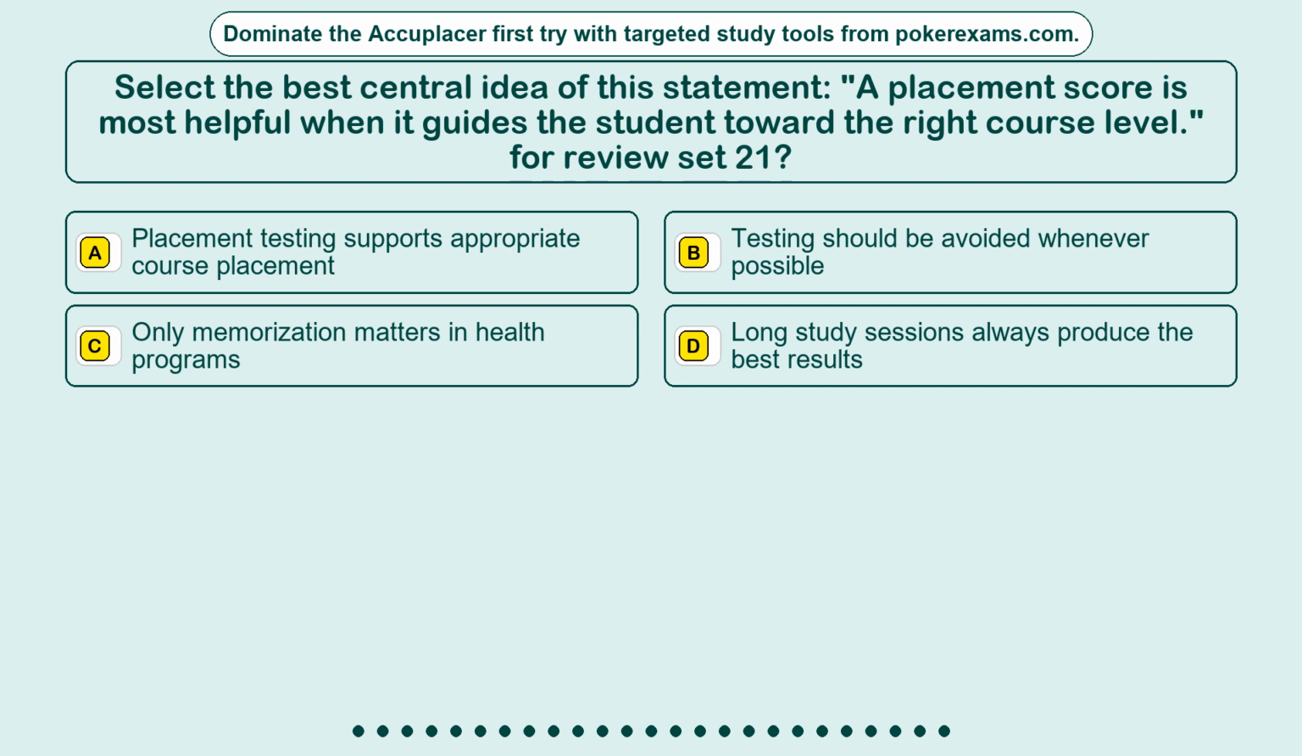Option B, testing should be avoided whenever possible. Option C, only memorization matters in health programs. Option D, long study sessions always produce the best results.